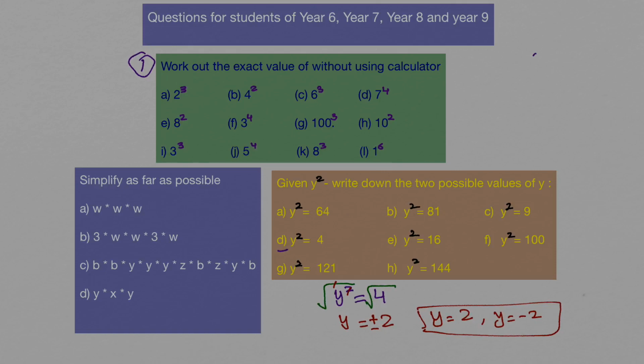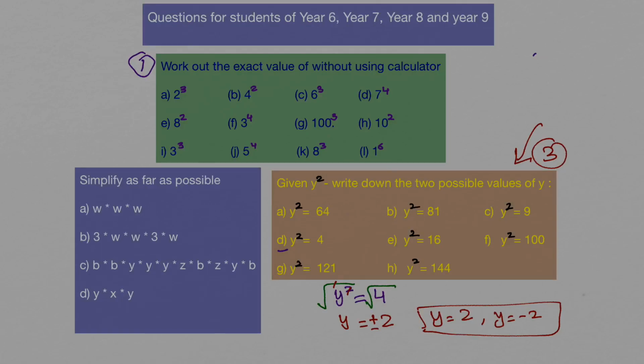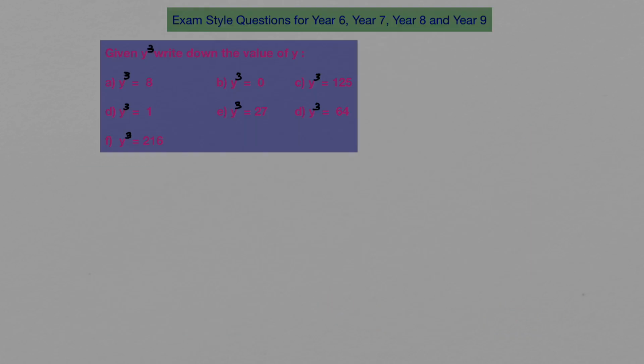So guys, all the remaining questions you can do exactly like that for this part, number 3. Same for the cube one. They can ask you, given y cube, write down the value of y. Now we have a cube root. In the previous question, we had the squared number, and we had to find the square root in order to get the two values of y. In the next one, we have got the cube root. Given y cube, write down the value of y.